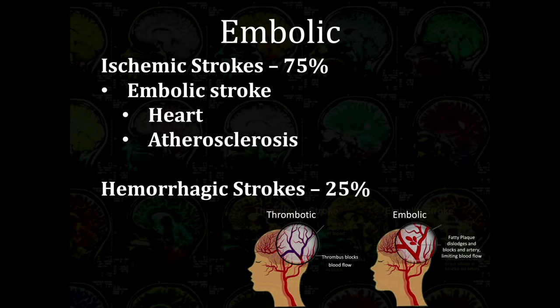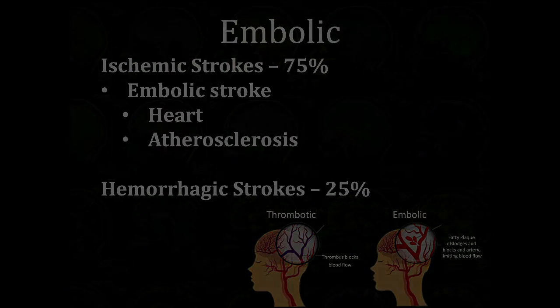Let's start off with embolic strokes. And really, when we think about ischemic strokes in general, 75% of all strokes are ischemic in nature, with the remaining 25% being deemed hemorrhagic. Embolic strokes most often originate from the heart, where we have atherosclerosis. We have those vessels, and we have plaque rupture, and that little bit of plaque then ends up moving up to the brain through that internal carotid artery into that circulation.